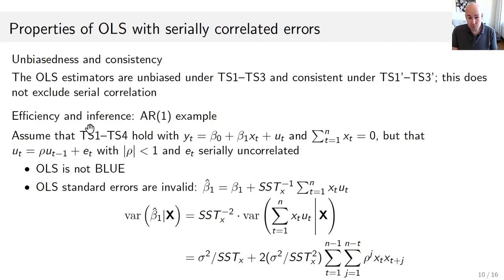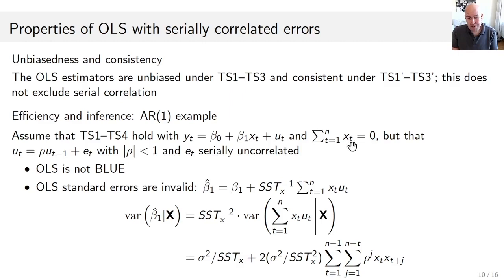The fifth assumption is no serial correlation, so that one does not hold. There is serial correlation, so we have a linear model that looks like this. And this is really just for simplicity. We assume that the mean of xt is zero, or the average of xt in our sample is zero.